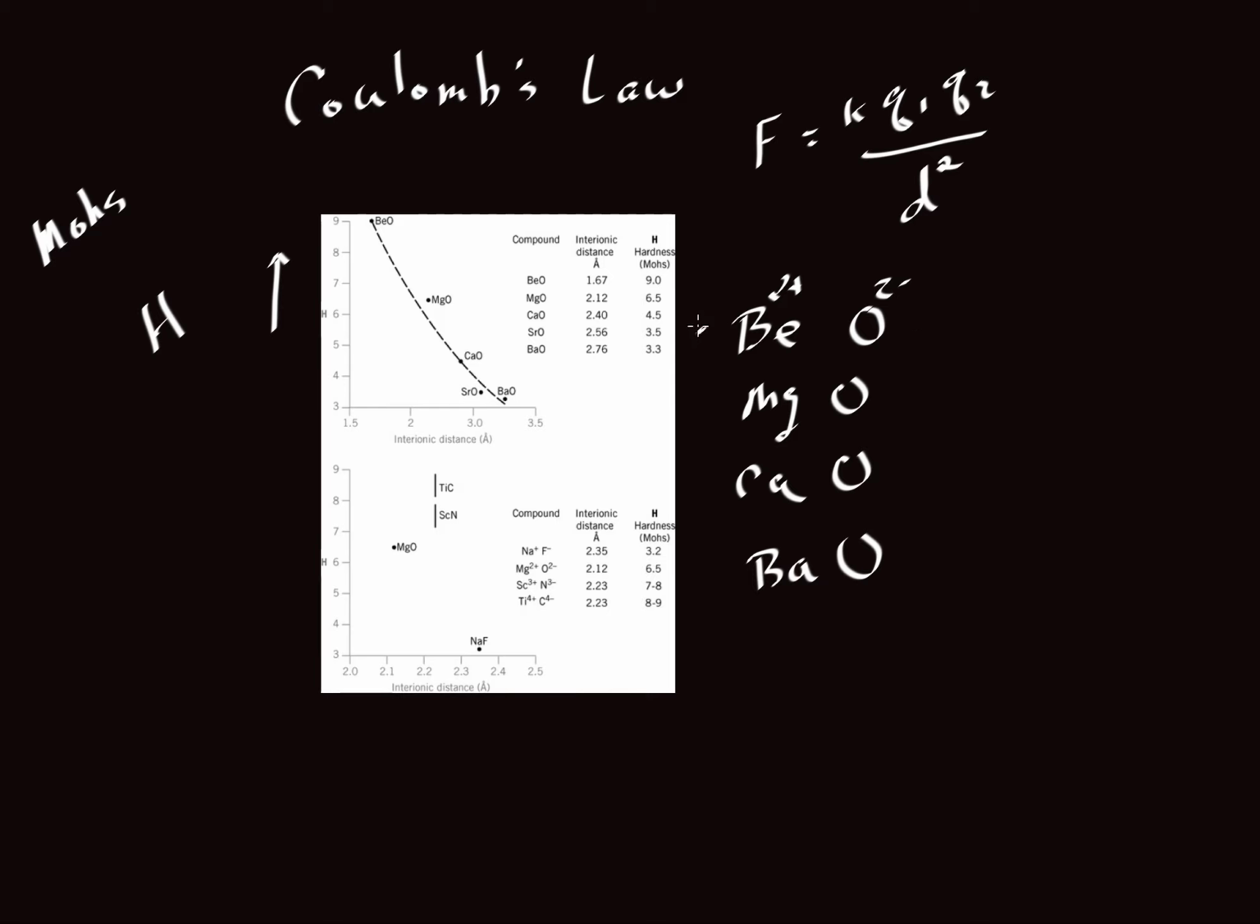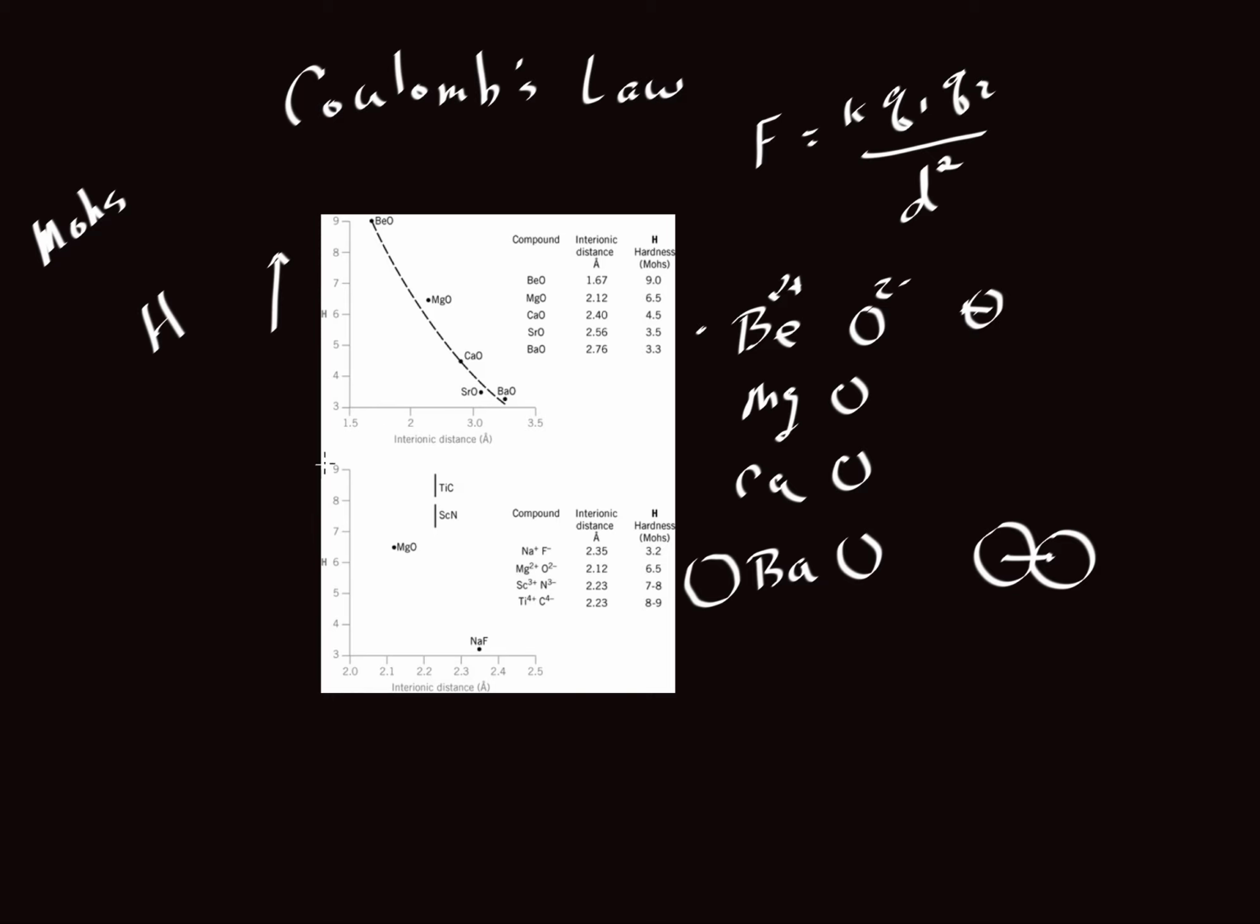The beryllium atom is very small. The barium atom is very large. And so the interatomic distance here is going to be much greater than the interatomic distance here. And so with a larger distance, we get a smaller force. But in this case, instead of comparing the melting points, this is being measured for its hardness.